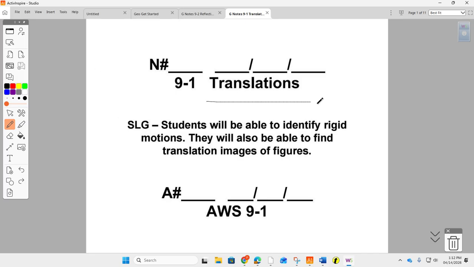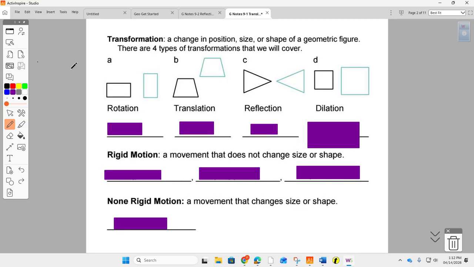The one we're going to focus on today is translations, probably the simplest of the 4 transformations we're going to work with. A transformation is a change in position, size, or shape of a geometric figure. And there are 4 types of transformations that we will cover. The first one there is a rotation.